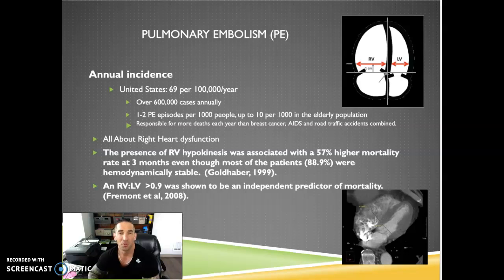As that right ventricle starts to swell and get bigger, and you can see the CT image here in the lower right-hand corner, as that right ventricle starts to dilate larger, it's an independent predictor for mortality. So as the RV-LV ratio goes up, anything greater than 0.9 is an independent predictor for increased mortality for these patients.